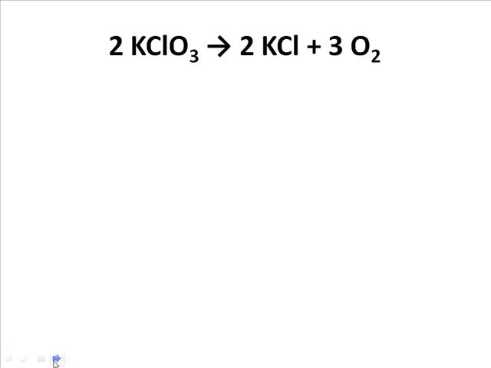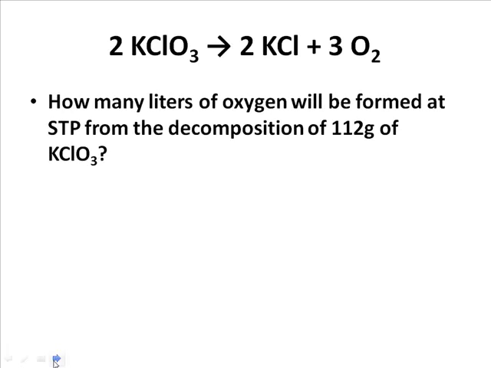Alright, let's start with a problem here. Potassium chlorate produces potassium chloride and oxygen, and there's the balanced equation. It says: how many liters of oxygen will be formed at STP from the decomposition of 112 grams of potassium chlorate? Well, the first step is to solve for moles of potassium chlorate, then solve for moles of oxygen, then solve for liters. So you would want to go grams to moles to moles to liters. Those are your 4 steps.